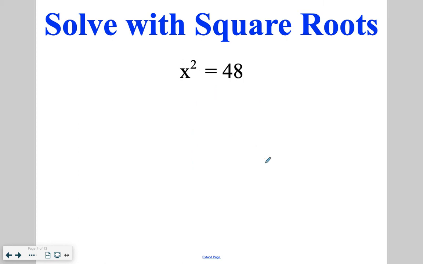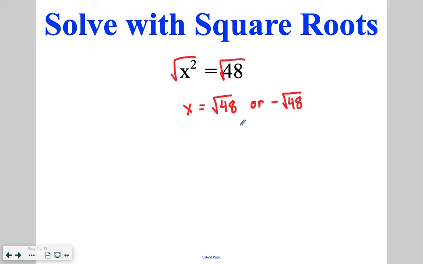You might encounter some problems that already have that variable isolated. In this case, you would just start by taking the square root of both sides. So I'm going to get x is equal to the square root of 48 or the negative square root of 48. Again, we have that positive and negative answer. If you type the square root of 48 into the calculator, it's going to give you a really long decimal. We don't want that. We want what we call the exact answer. So we're going to leave it as the square root of 48.